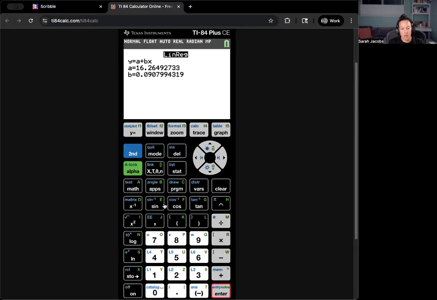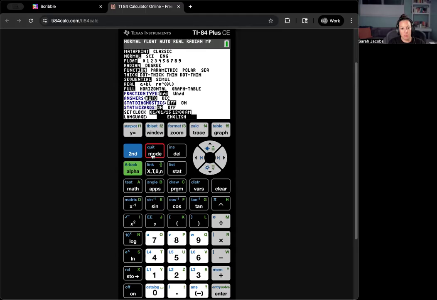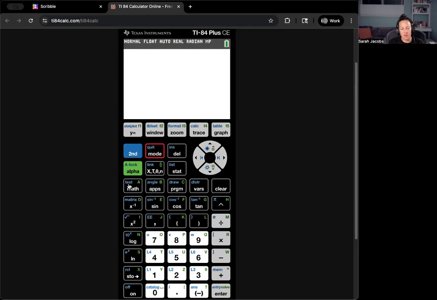So I am going to click on mode. And then down here where it says stat diagnostics, those are off right now. I want to turn them on. You want your stat wizards on and you want your stat diagnostics on. And I'm going to exit the mode. So I just did second quit.